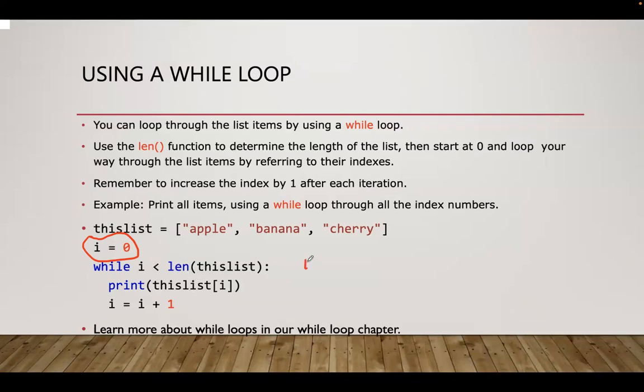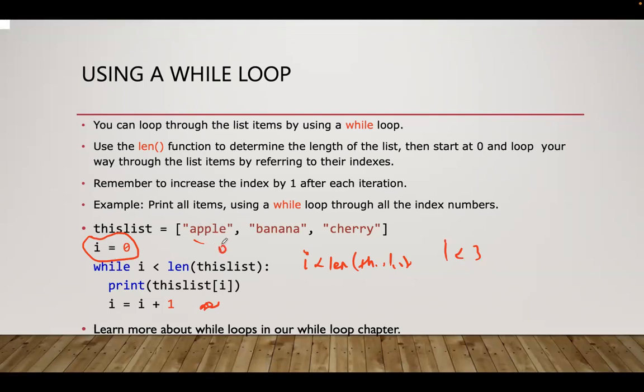You say while i is less than the length of this list. What is the length of this list? It is 3. While i is less than 3, print this list i. Continue to print the content of the i. As I showed you yesterday, it's going to start with the content of the i, which is apple. It's going to print apple. Then it's going to add one to it and print this.